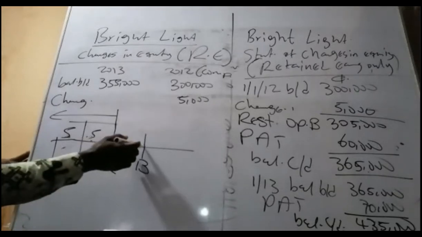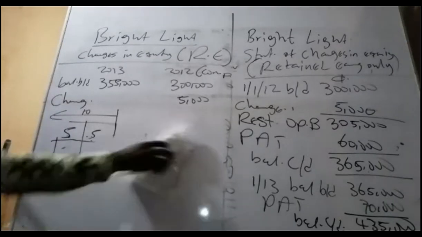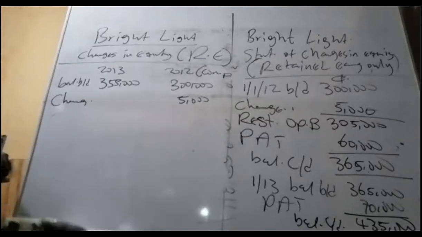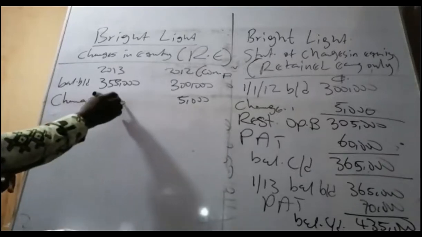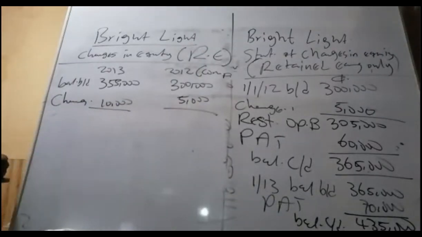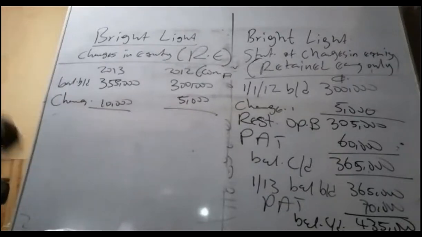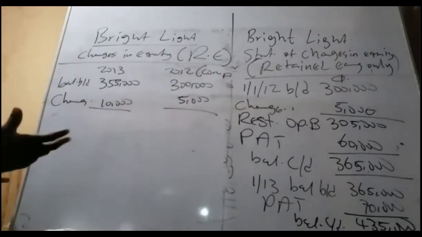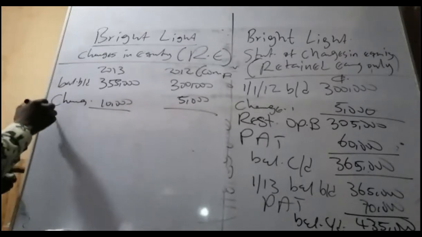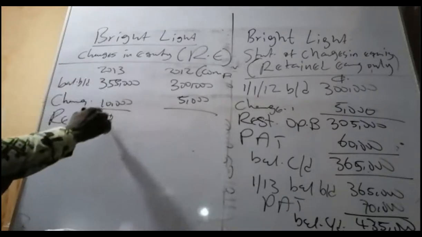So from 2013 going backwards, it's also worth 10. So if it is 10, here will be 10,000. So sum it up. We are adding. Why are we adding? Because this new policy will increase what? Inventory. And when inventory increases, profit also increases. When a closing inventory increases, it increases profits. Call this one restated what? Open balance.